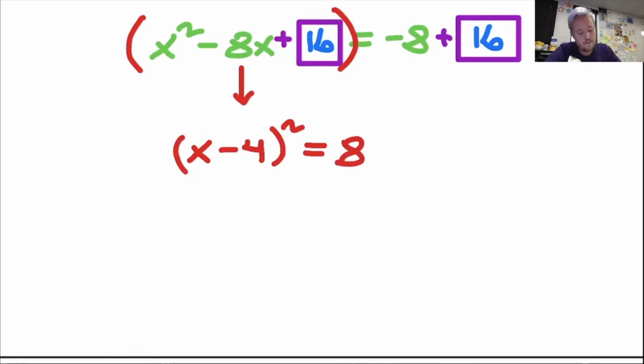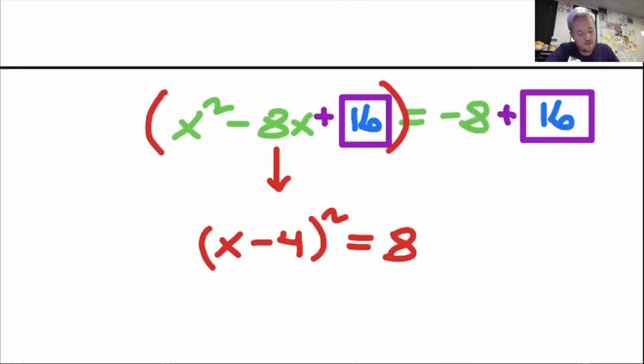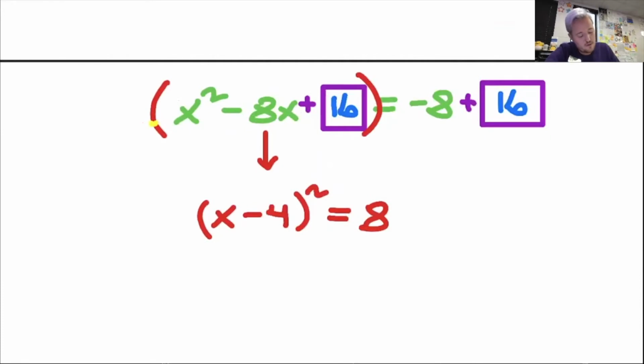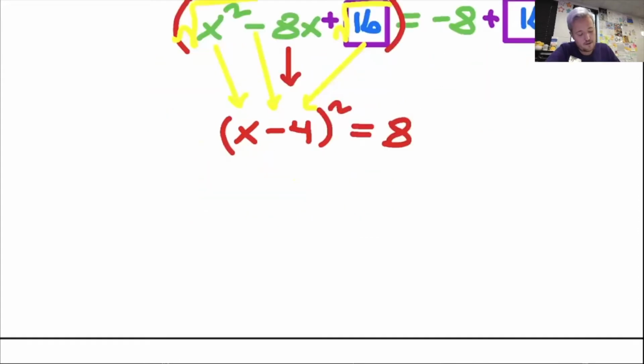All right, so remember, just kind of a recap. Square root of x squared, which gives you the x. Keep the sign of the b term, which is minus, so that minus is going right there. And then the square root of 16, which is where this 4 came from. All right. So now I'm going to solve this equation for x.